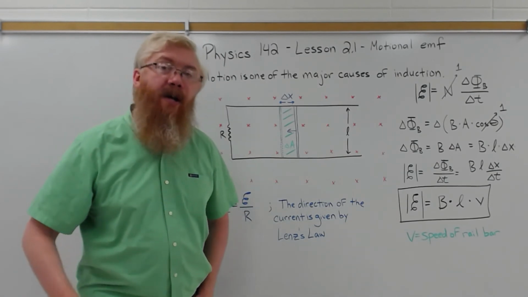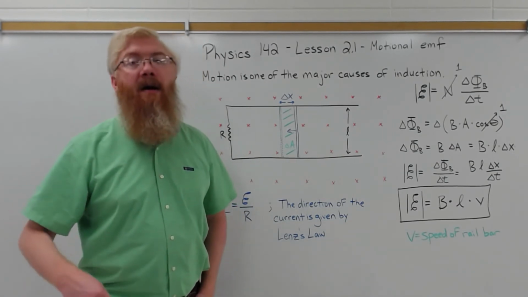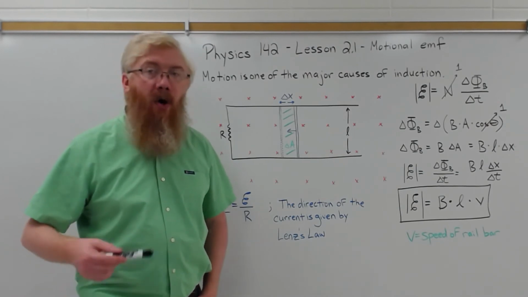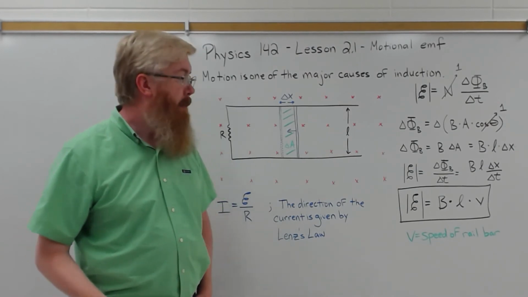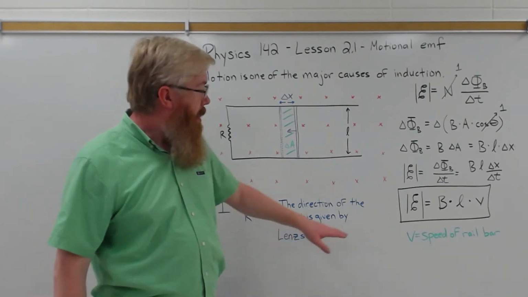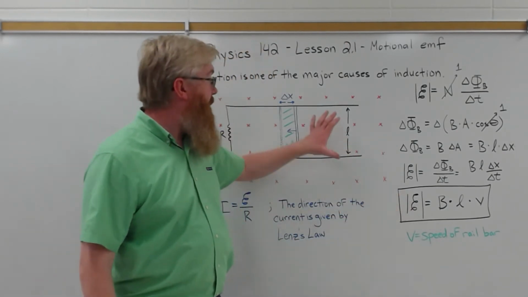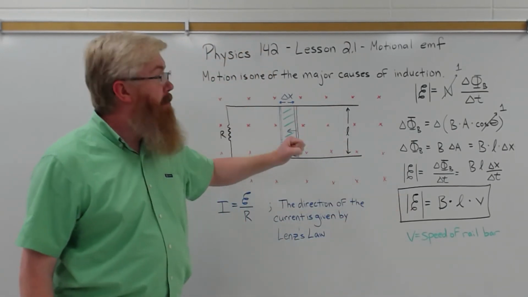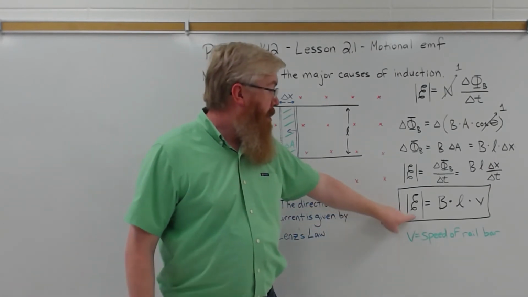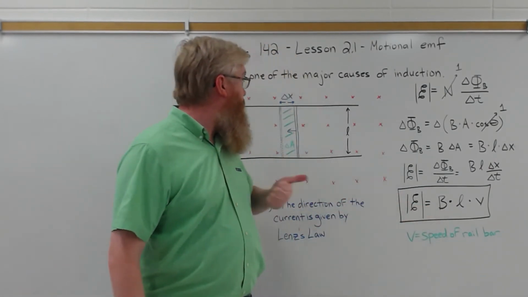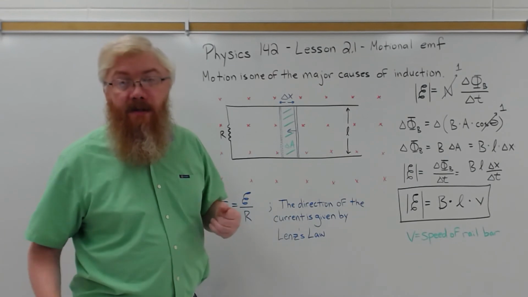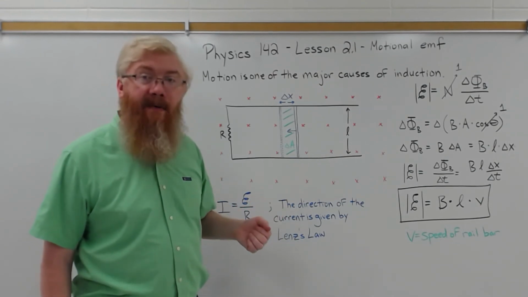If the area doesn't change, the flux doesn't change. If the flux doesn't change, no current is generated. So here's an equation for this system, this motional EMF. The motional EMF is equal to the magnetic field. So no magnetic field, no magnetic flux. So if the magnetic field is zero, there's no EMF generated.